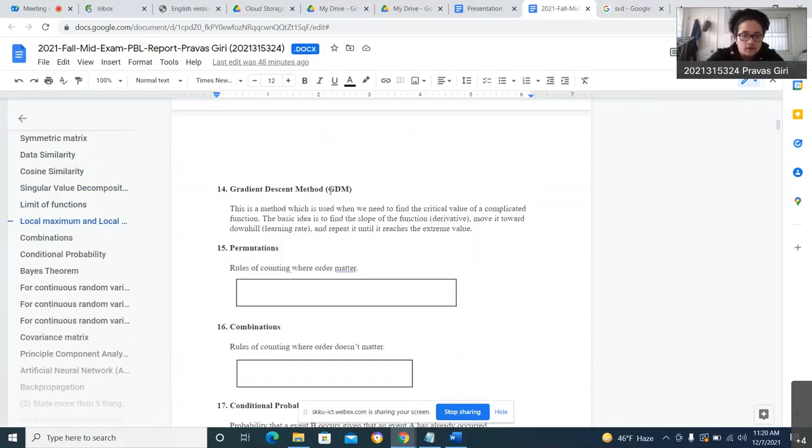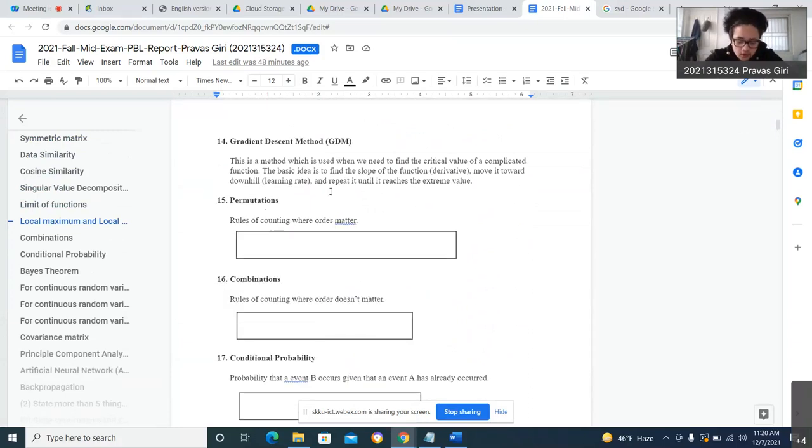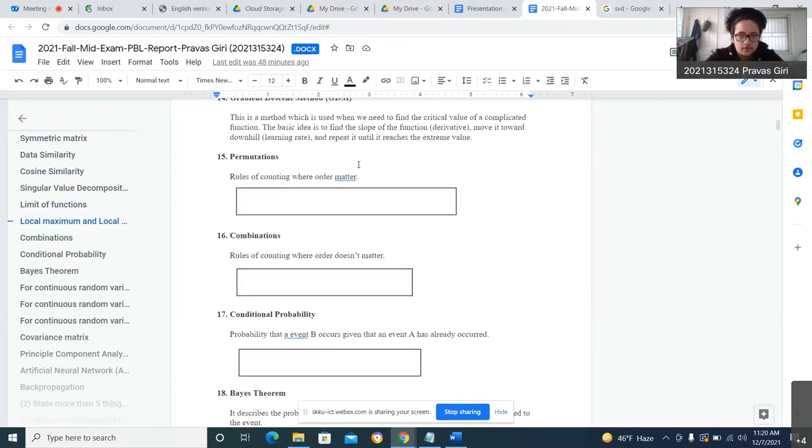And the next topic is the gradient descent method. This method is basically used when we need to find the minimum value of a function. When it is not possible for us to calculate by hand, we use this method. So at first we find the slope of the function and then move downhill and repeat it until it reaches the extreme value. The picture is not loading here, but I hope that you know the formula.